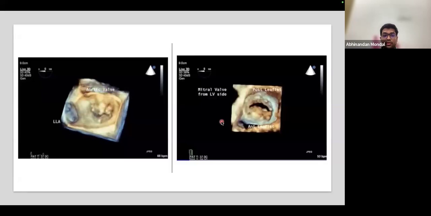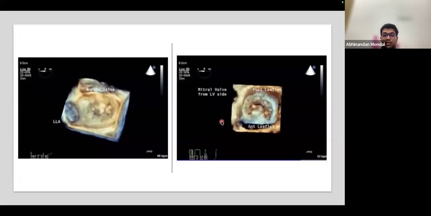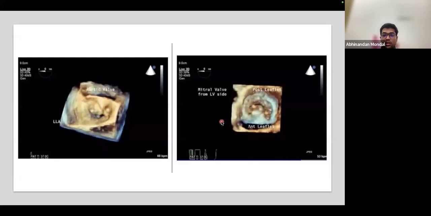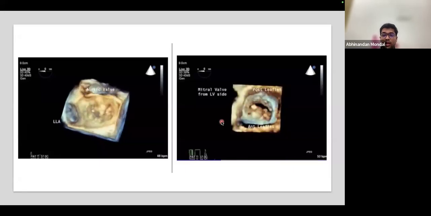Now, in 3D, this is a rheumatic pathology. You can see lots of calcification and also thickening of your leaflets. The leaflet has become heavy. This is from your LA side and this is from your LV side. We are seeing.